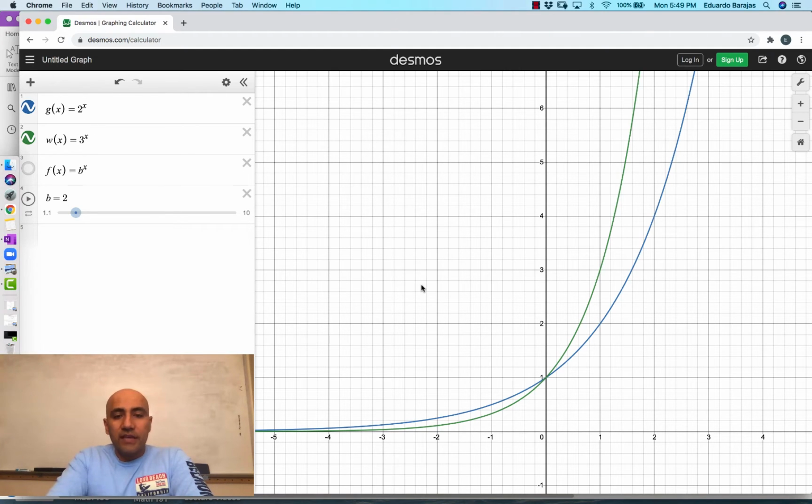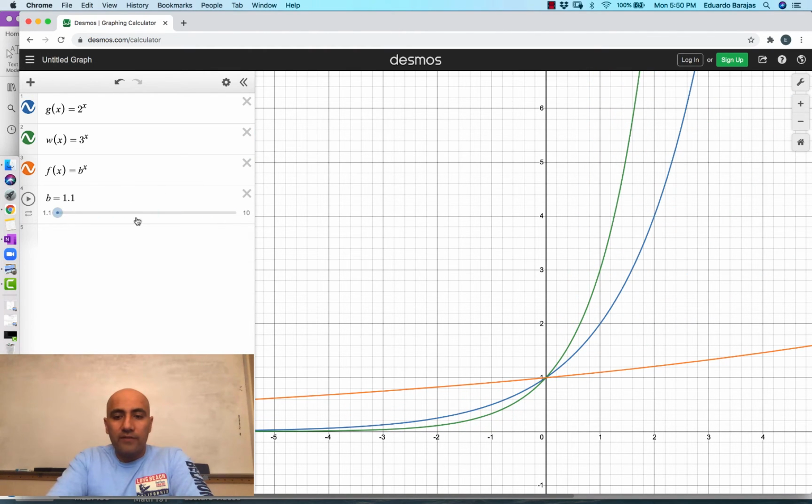Notice that 2 to the x and 3 to the x both go through the point (0, 1). So 2 to the 0 is 1, 3 to the 0 is 1. And as x grows toward +infinity, both graphs go toward +infinity. As x grows toward -infinity, both graphs approach the x-axis. So now if we leave it in general, we see that this is generally what happens. We have that general shape whenever b is greater than 1, right? So this is what they look like.